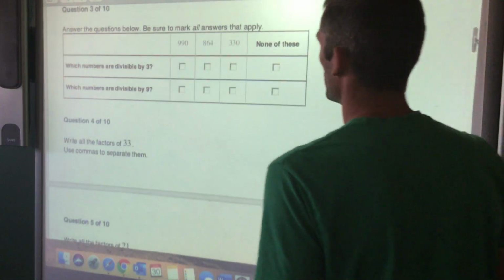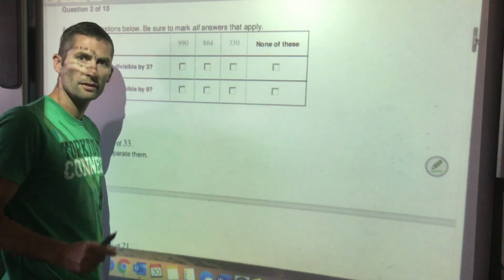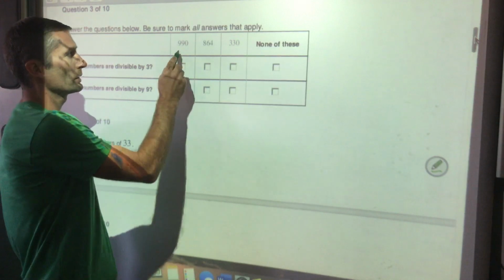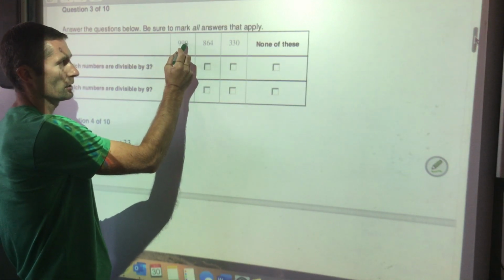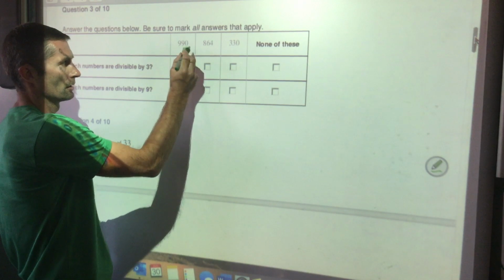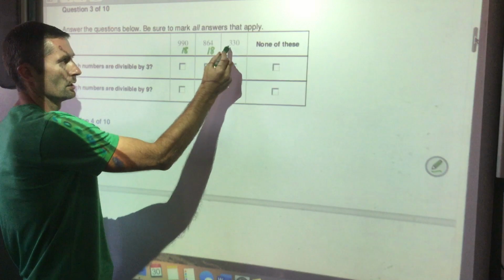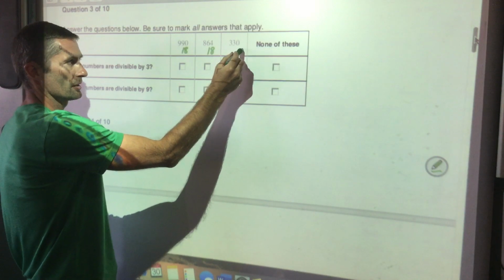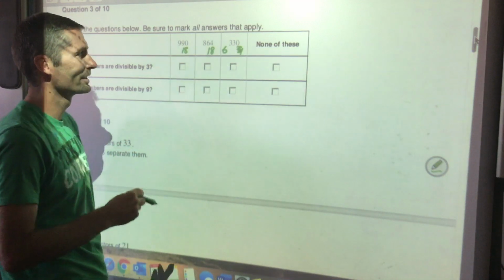Question 3, now which are divisible by 3 and 9? Okay, so to be divisible by 3 or 9, we take the sum of all the digits. 9 plus 9 plus 0 is 18. 8 plus 6 plus 4 is 18. 3 plus 3 plus 0 is 6. Sorry.